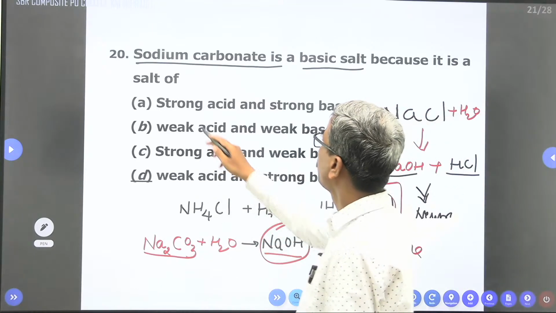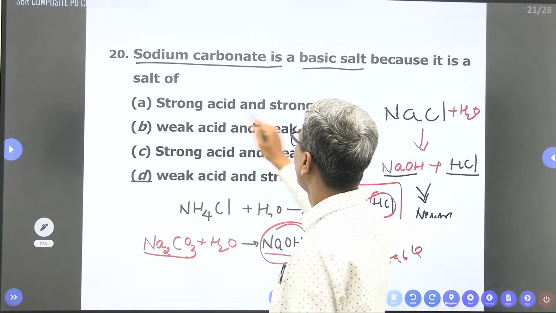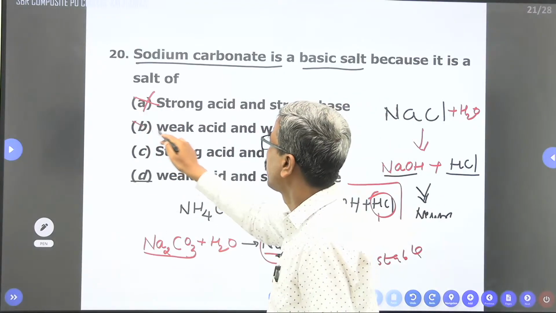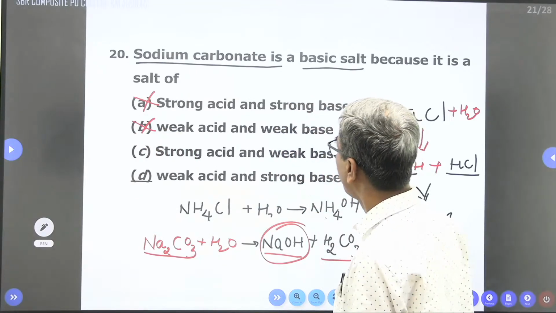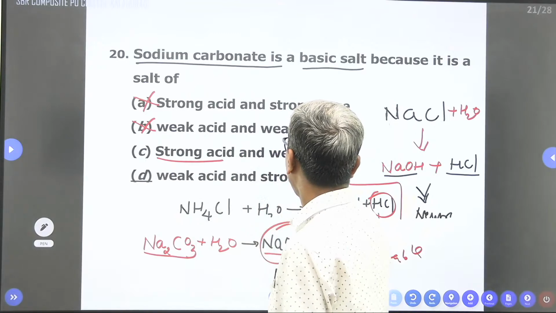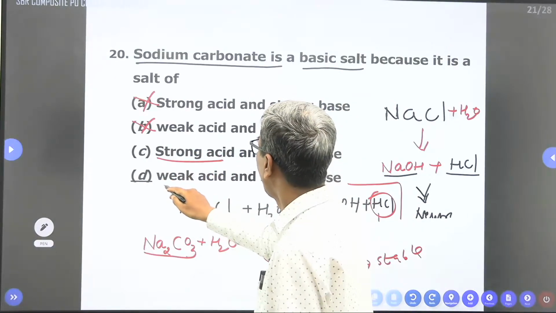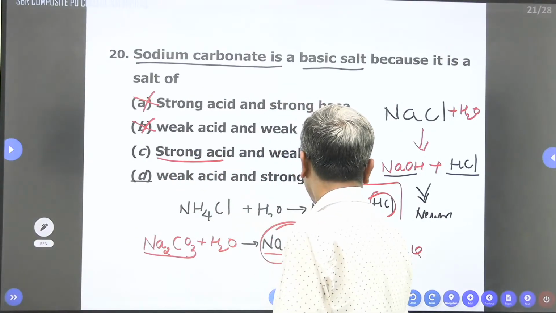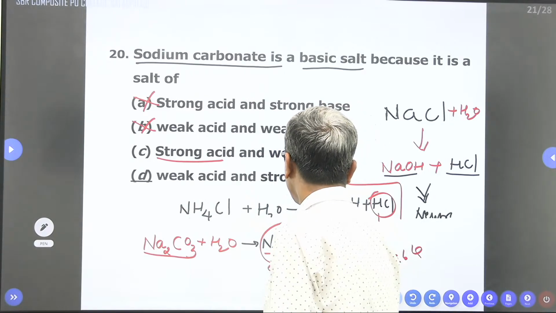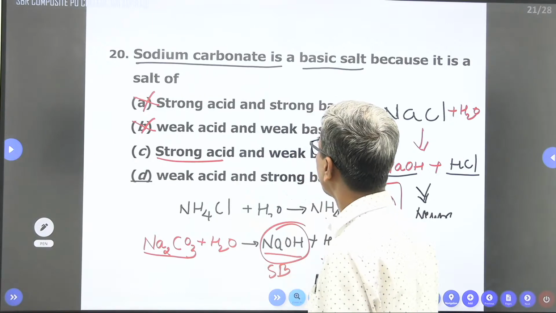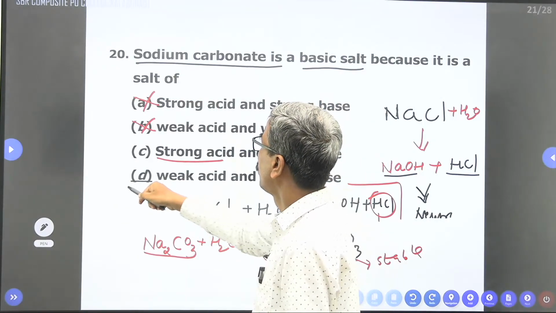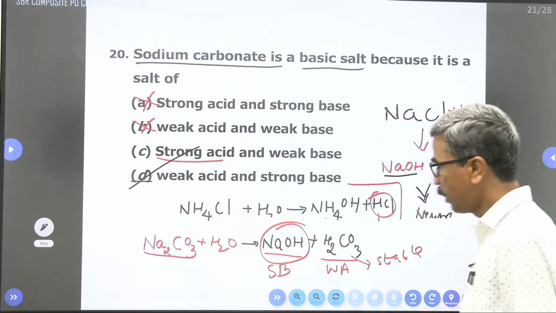Now you can see in the given options, strong acid and strong base cannot be the answer. Weak acid and weak base cannot be. If the acid is strong and the base is weak, it will become acidic. Now for weak acid, if I write Wa it means weak acid, and Sb means strong base. That's why it is going to be basic. So based on that, for this question, D is the correct option. D is the correct option.